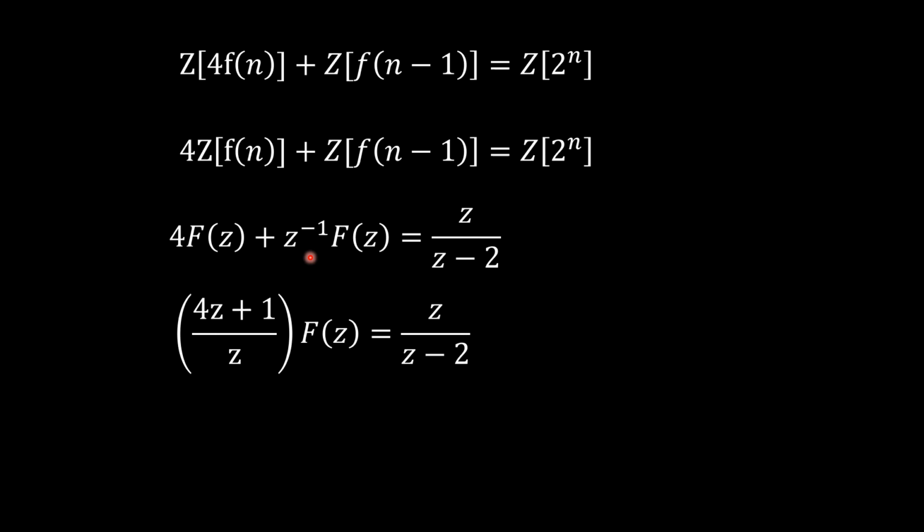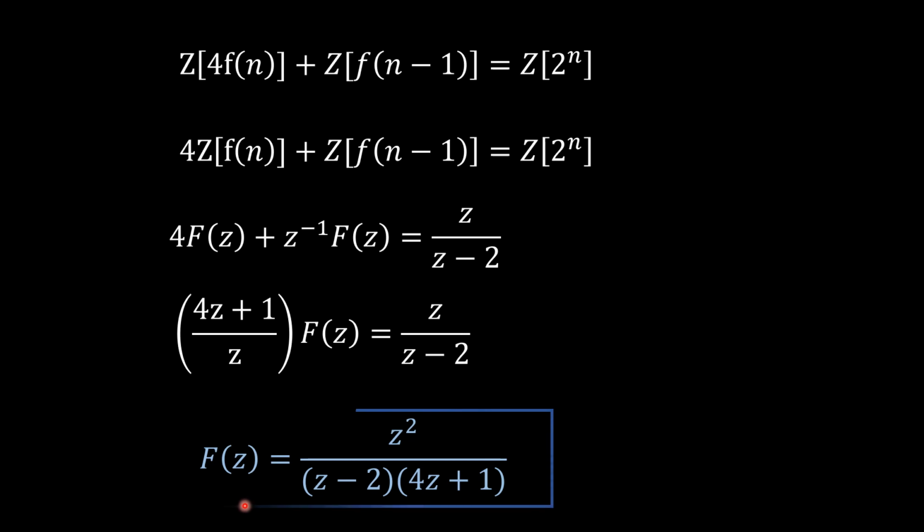Now, we will simplify the left hand side for F(z). Therefore, we will be getting (4z plus 1) divided by z into F(z) equal to z upon z minus 2. Now, simplify this expression for F(z). Hence, F(z) is equal to z square divided by (z minus 2) into (4z plus 1). We have multiplied both sides by z upon 4z plus 1, and we got this F(z).